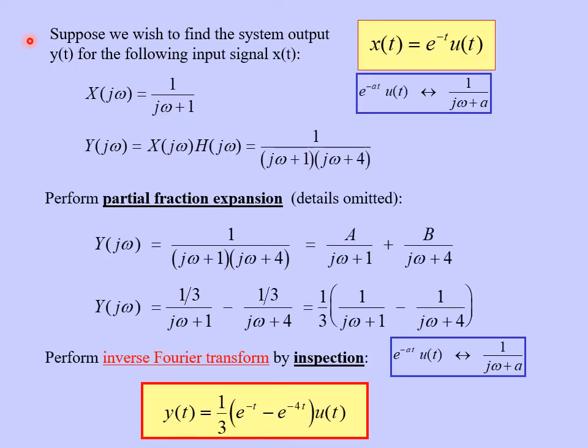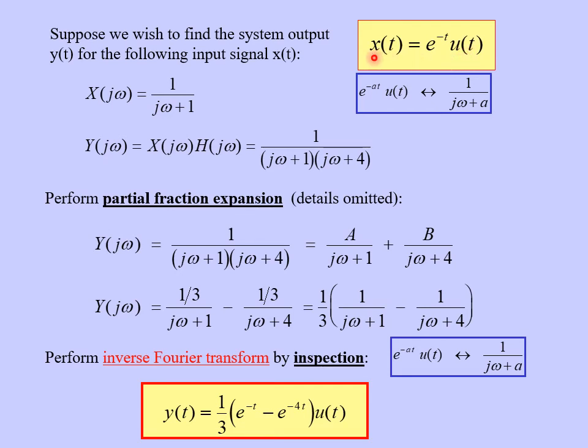Okay, now the next part is we want to find the output of the system. But in order to do that, of course, we need to know what's going into the system. So let's suppose we're given the input of the system is the following exponential function, e to the minus t times u of t. And so again, we're going to work in the frequency domain.